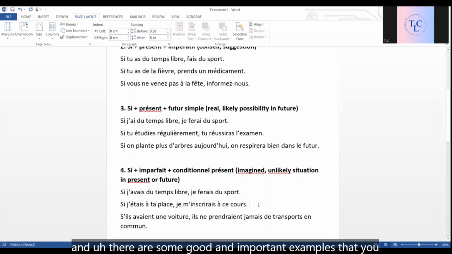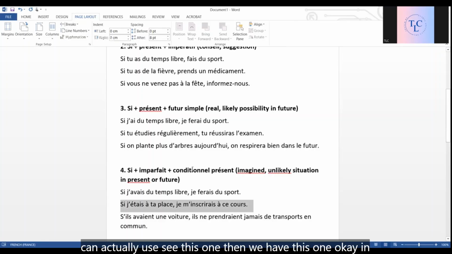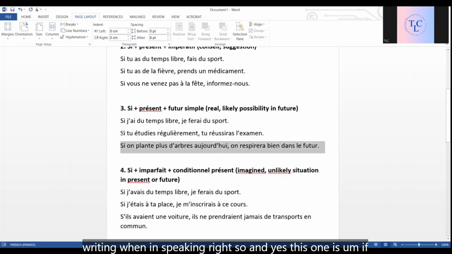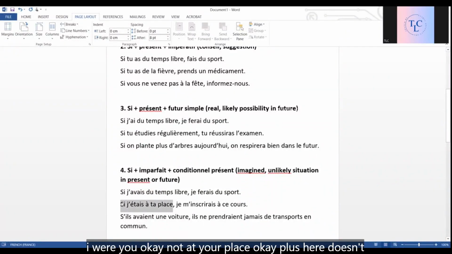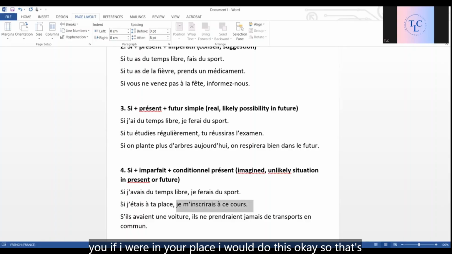There are some good and important examples that you can actually use, in writing and in speaking. This one is if I were you, not at your place. Place here doesn't mean the physical place, your home, etc. It's just if I were you, if I were in your place, I would do this.